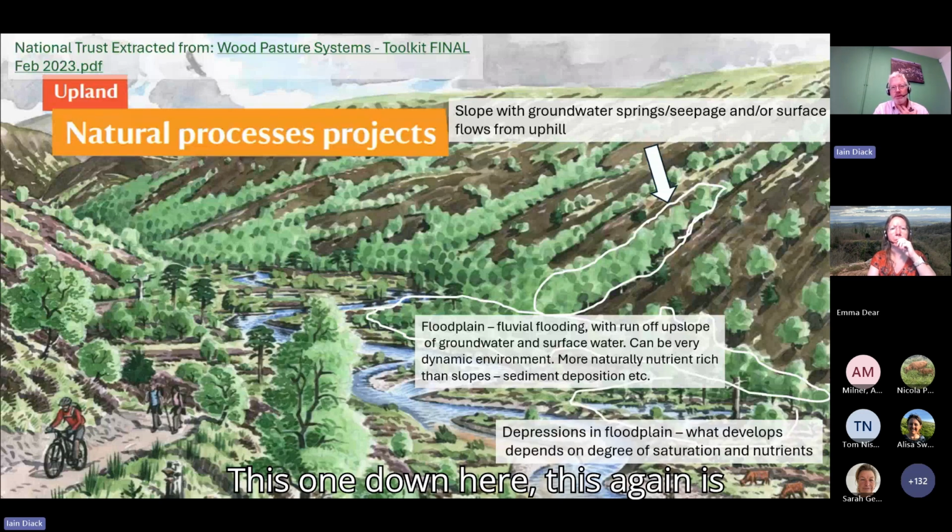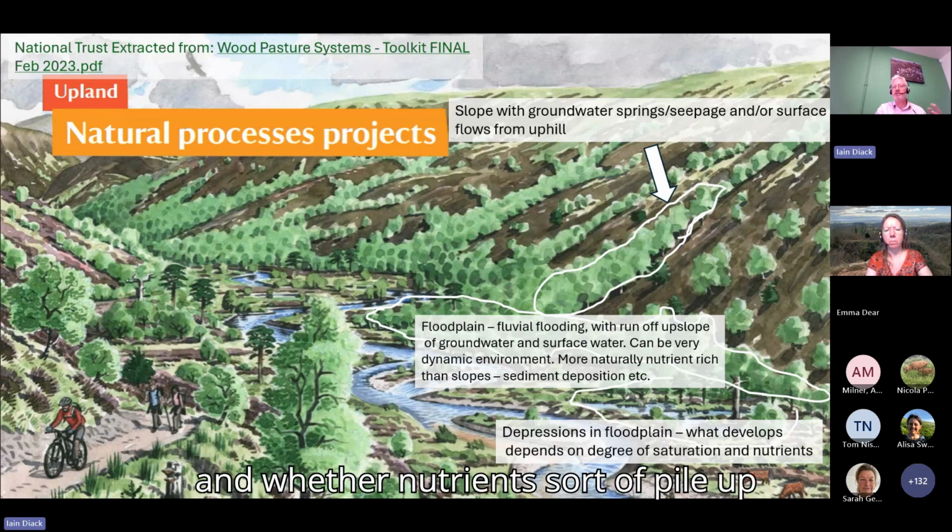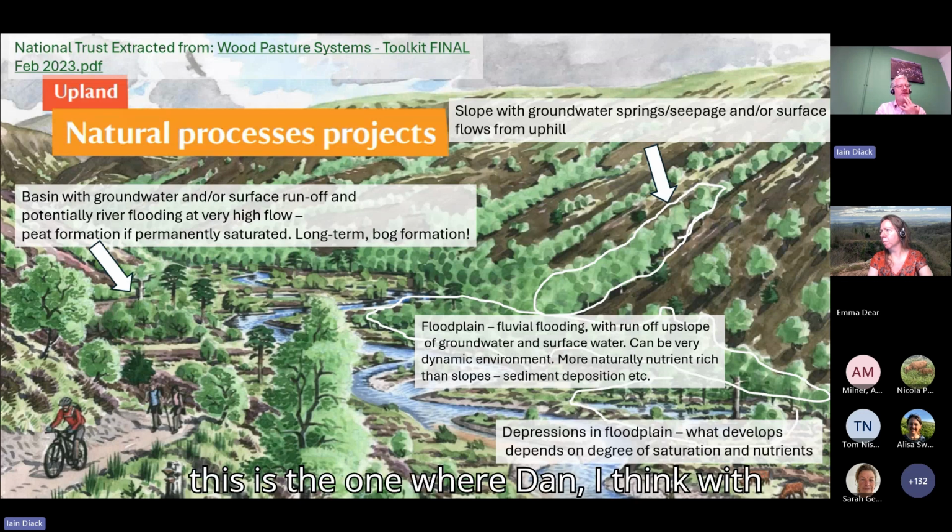This one down here, again, is depressions within the floodplain, which can move as the river floods. It depends on the amount of deposition, how saturated it remains, and whether nutrients pile up within depressions as well. And finally, this is the one with bog woodland.